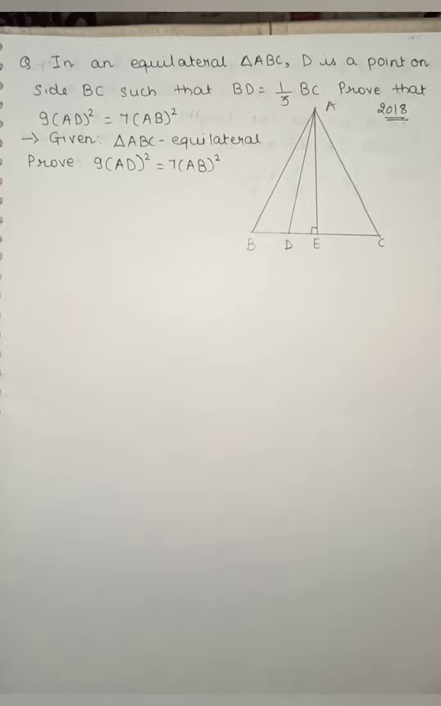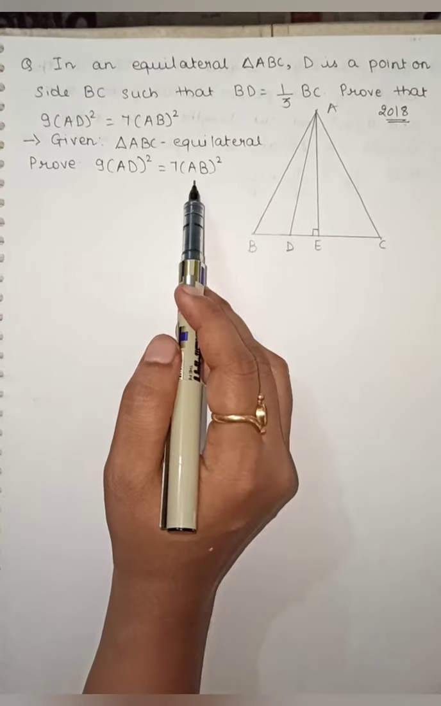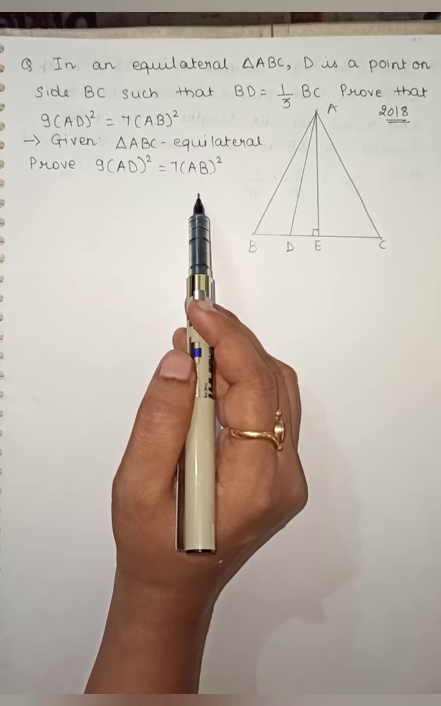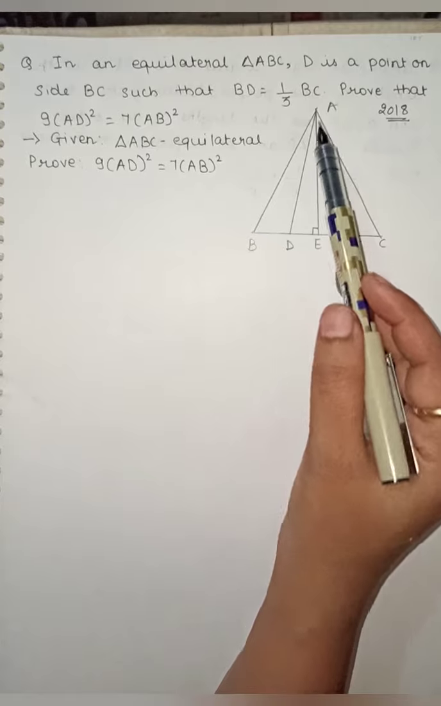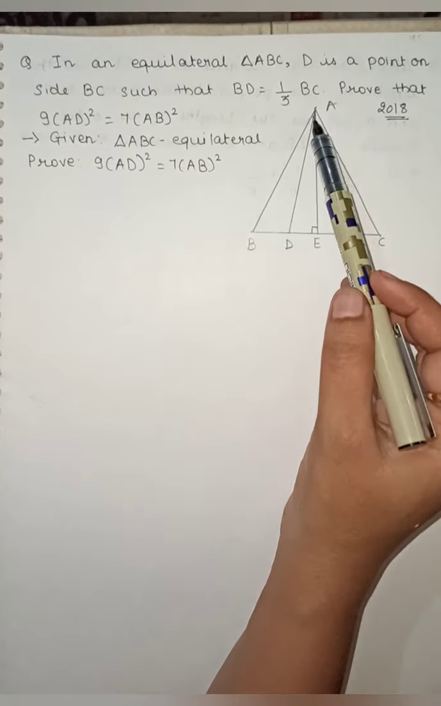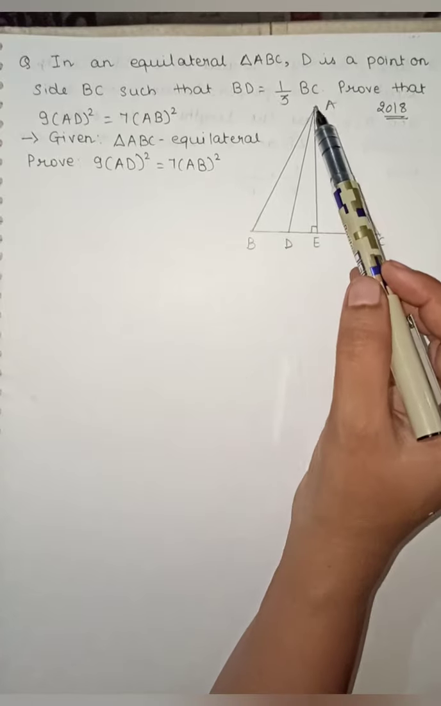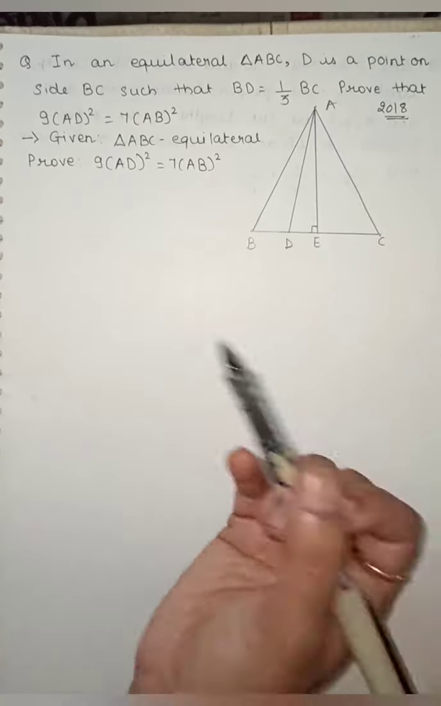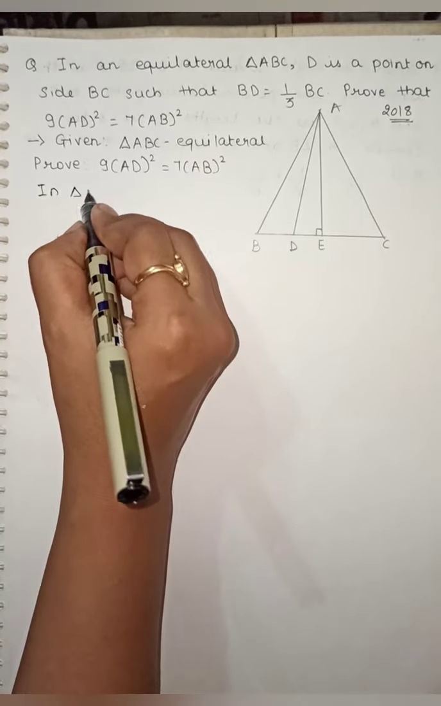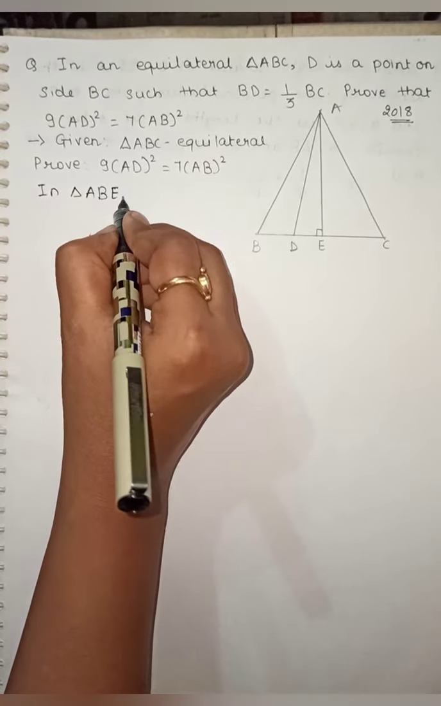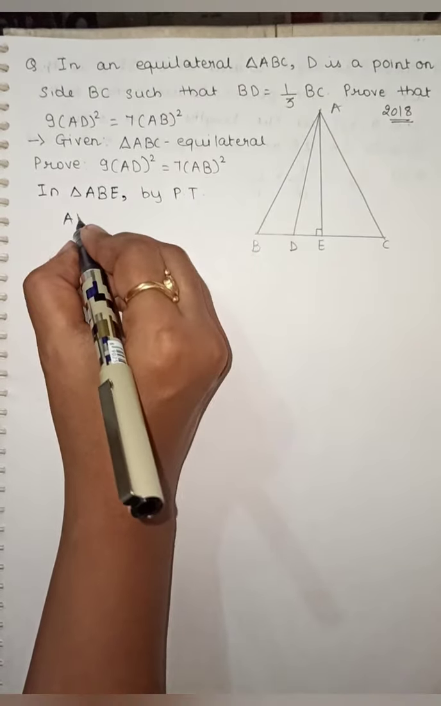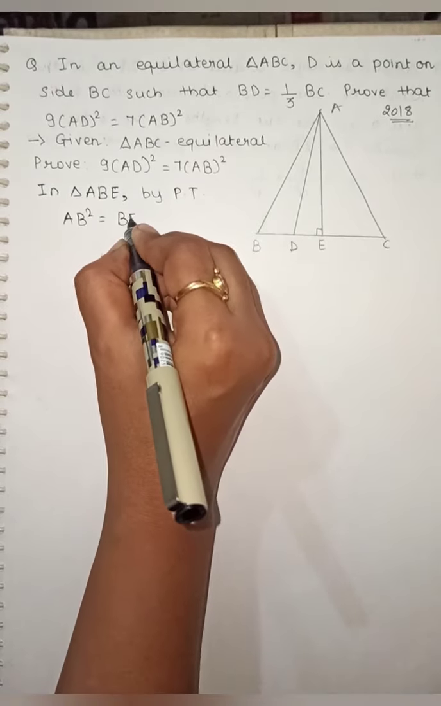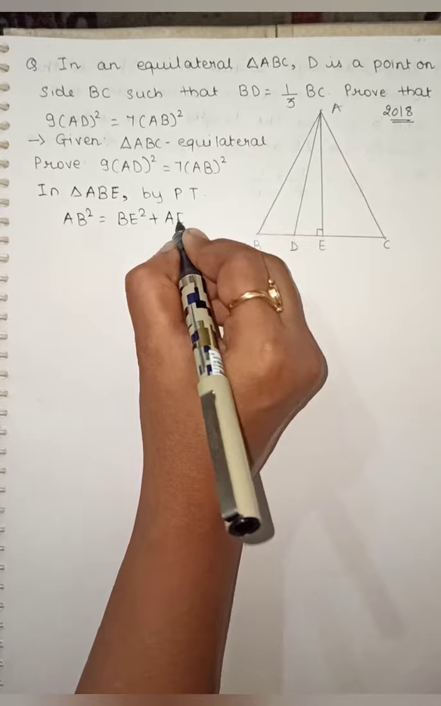For having AB square as one of its sides, which triangle can you consider? Yes, I can consider triangle ABE, because in that case AB will be the hypotenuse, isn't it? So I can write AB square is equal to BE square plus AE square. So let us write that in triangle ABE, by Pythagoras theorem, hypotenuse square, that is AB square, is equal to base square plus height square.